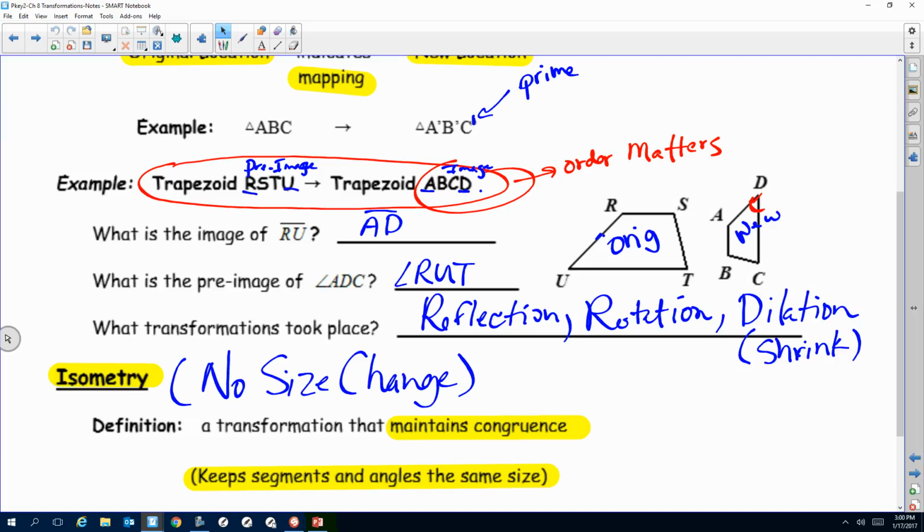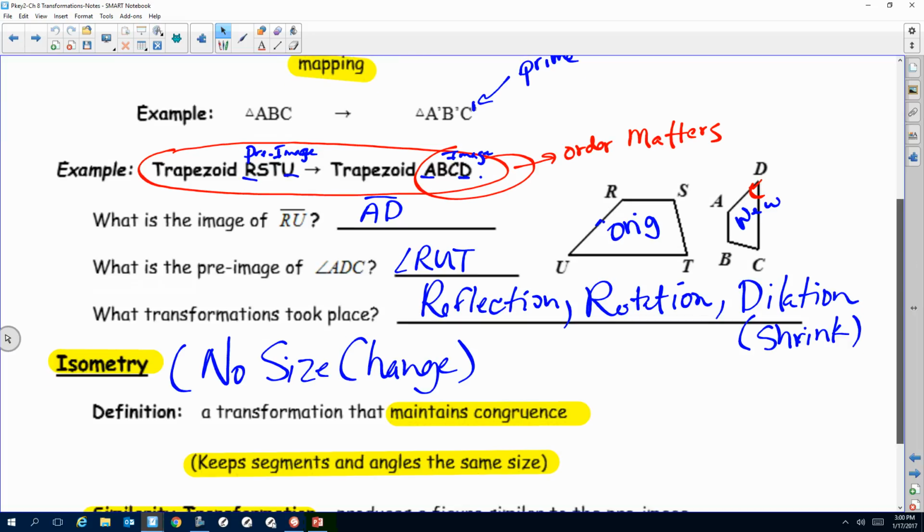So if I tell you that the trapezoid RSTU is mapped to trapezoid ABCD, if I want to find the image of RU, R is the first and the last letter, it maps to the first and the last in the image. So it's going to be A and D. So whatever order they give you, the pre-image and image correlate.